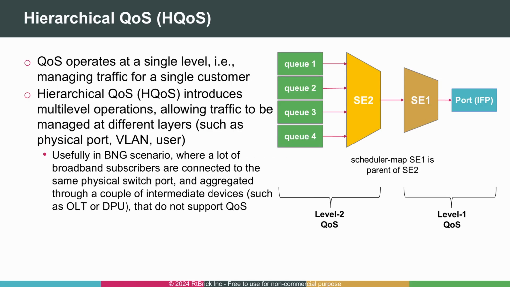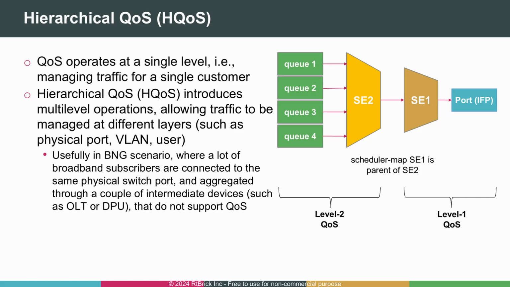We'll conclude this video with a brief look at hierarchical QoS. So far, we've only looked at a single scheduler level. That works well for a single customer interface or a core network link. But things change when a BNG serves hundreds or even thousands of broadband subscribers over a single physical interface. Aggregation devices like OLTs or DPUs often don't handle QoS properly, because they aren't aware of traffic beyond layer 2.